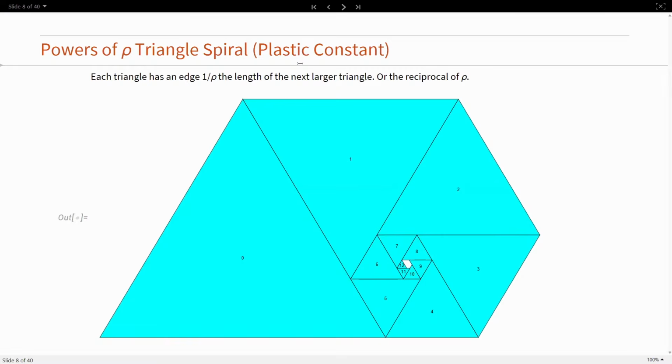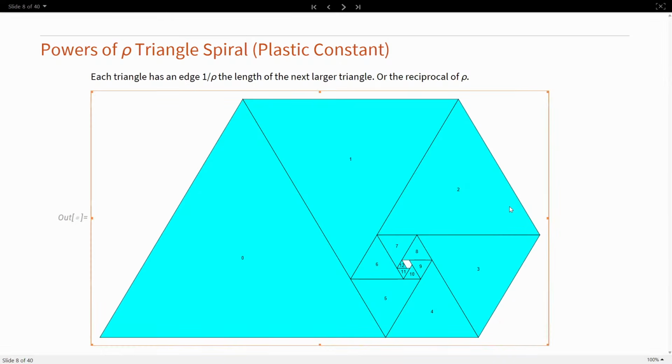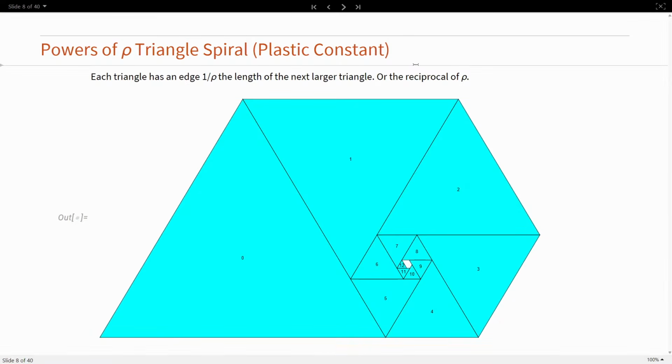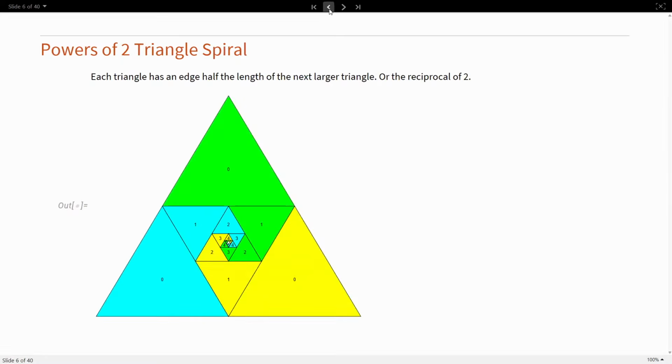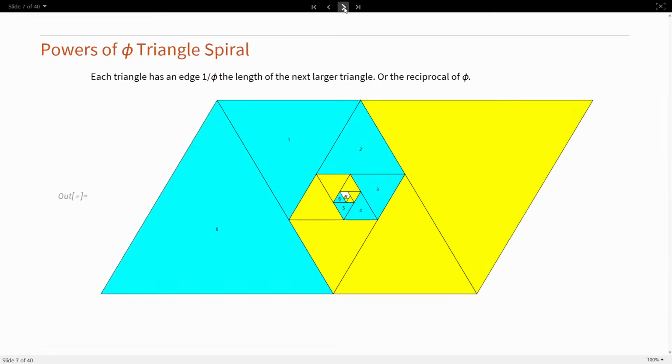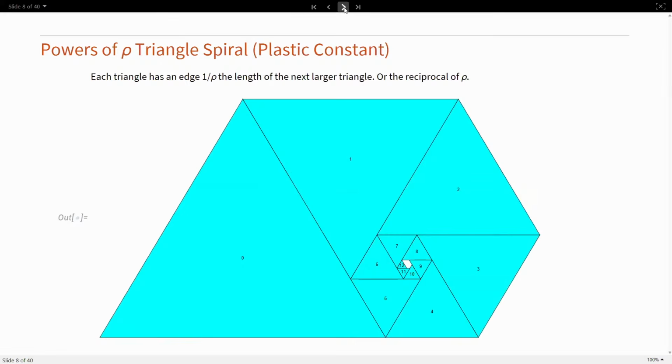For the plastic constant, you just get one spiral. And the same thing here. The first edge is the plastic constant to the -0, then the plastic constant to the -1, the plastic constant to the -2, and so on. So that's a nice series to show how these three constants are interrelated. The powers of 2, powers of the golden ratio, and powers of the plastic constant make this nice series of triangles.